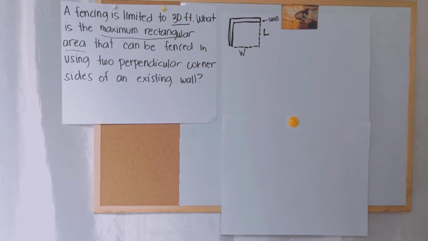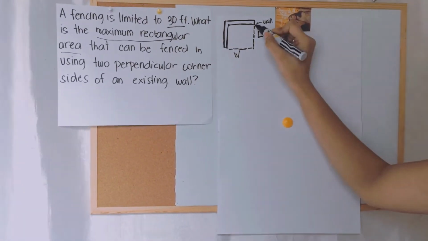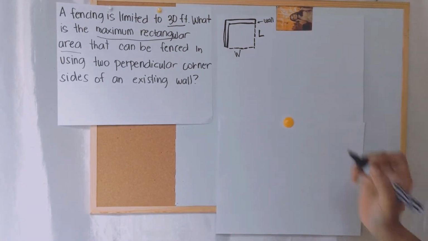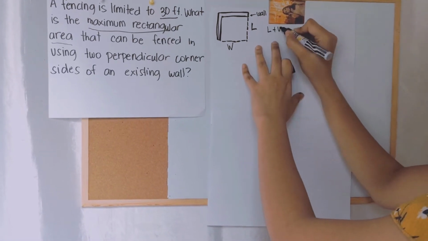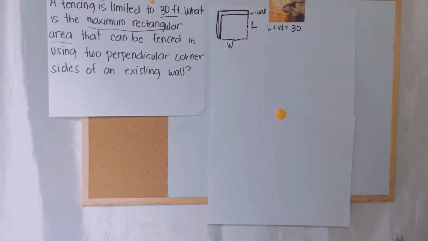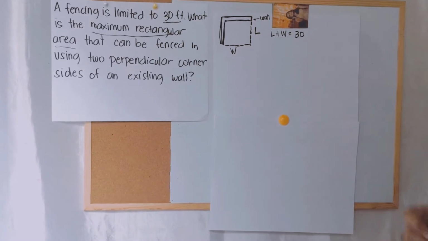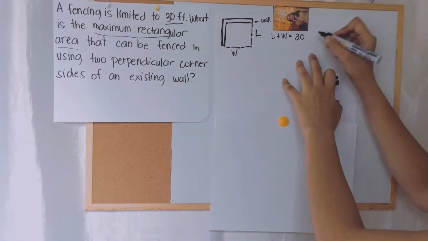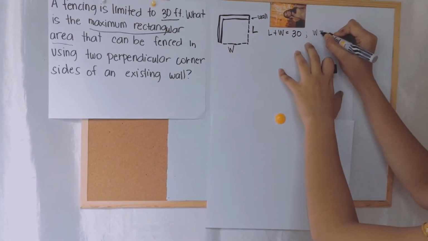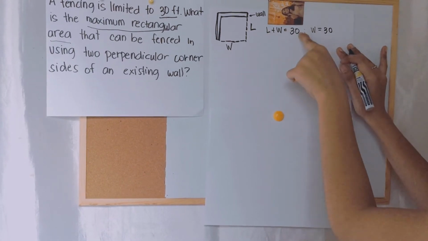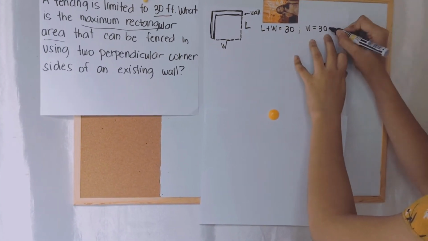So remember that the fencing is only limited to 30 feet. So this and this part is equal to 30 feet. Thus, length plus width is equal to 30 feet. From this equation, we can find the value of the width. Width is equal to 30. Just have to transfer L, changing its sign, leaving us with 30 minus L.